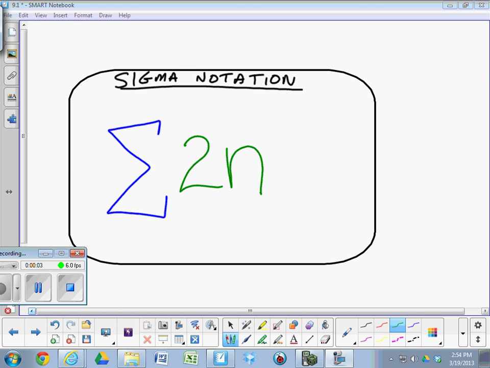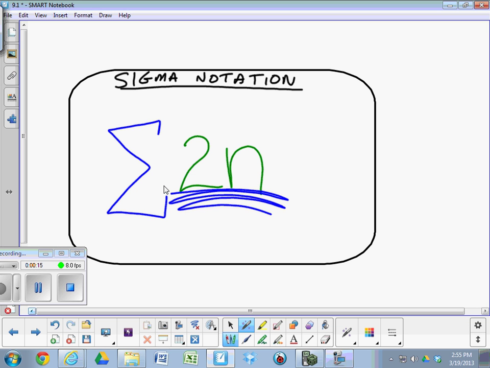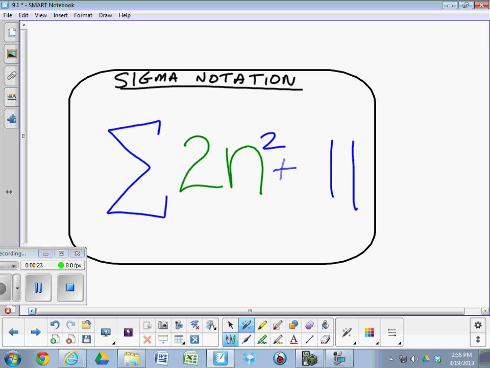We have sigma notation. We have our first example for the top of the sigma notation note page. What you're going to see in here next to the sigma is some kind of a formula. It might be 2n or 2n plus 1 or 2n squared plus 11. There can be any mathematical formula in there for you to find the sum of. We're going to start pretty basic and just look at 2n.